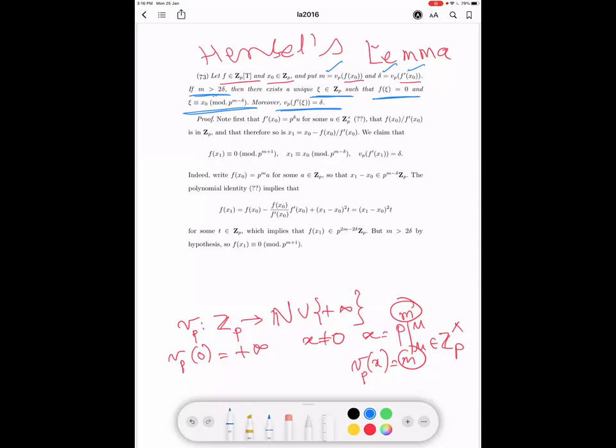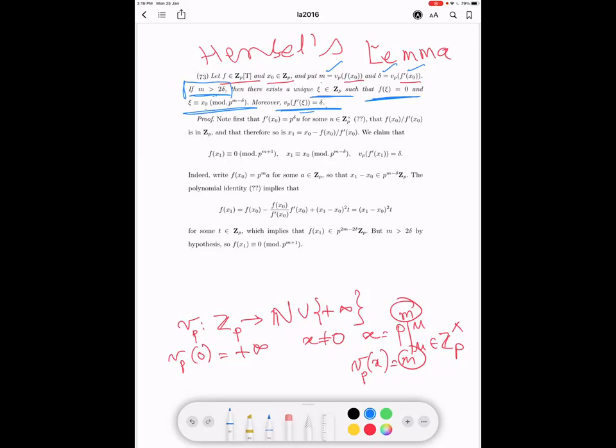So basically what is being said is that if this m and delta satisfy this simple condition that m is strictly greater than 2 delta, then there's a root of f which is congruent to x naught modulo p to the m minus delta, and whose derivative has valuation delta. Okay, so there's the statement, and here's the proof.